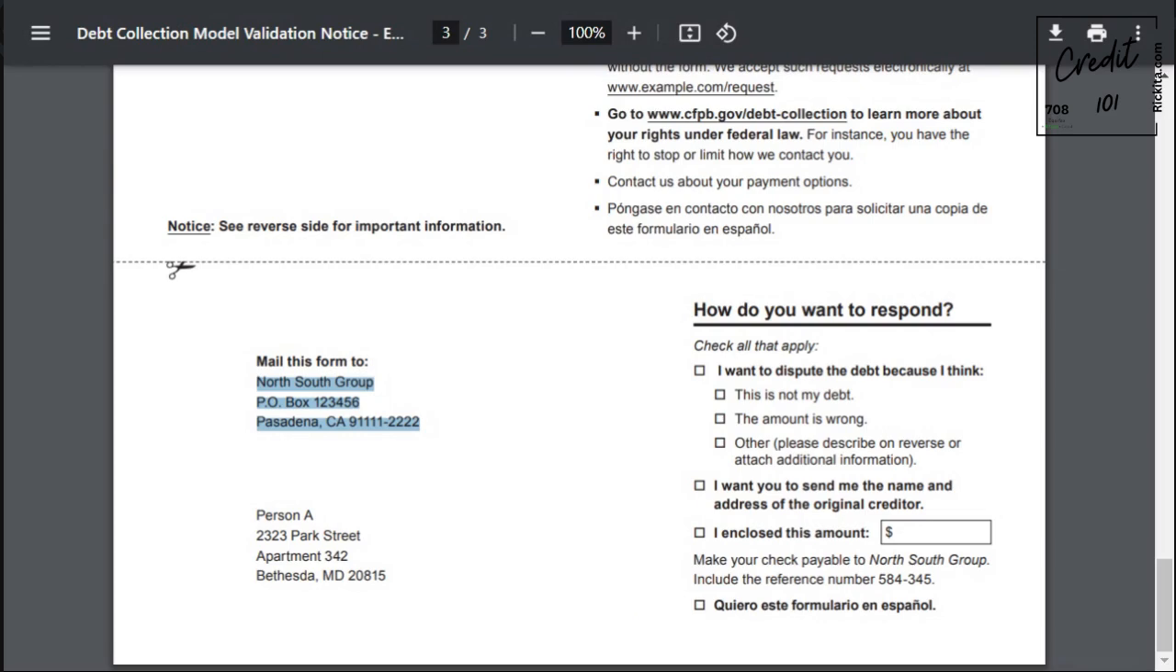I'm so proud of myself. Y'all know I'm in Spanish too. I'm like, I know what this means. I want this form in Espanol, in Spanish. Okay, I'm so proud of myself. But you can check this off if you need it in Spanish.